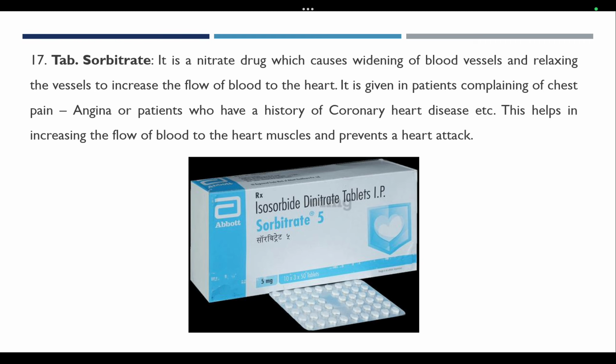We have another tablet which is sorbitrate. It's a nitrate drug that causes widening of the blood vessels and relaxing the vessels to increase the flow of blood to the heart. It can be given to patients with chest pain, angina, or patients who have a history of coronary heart disease. As we said, it will increase the flow of blood to the heart muscles and prevent heart attack.